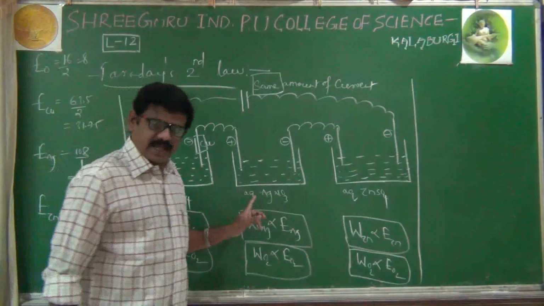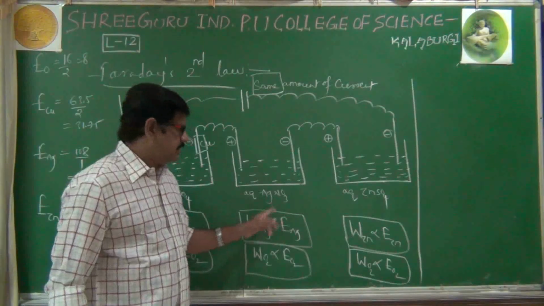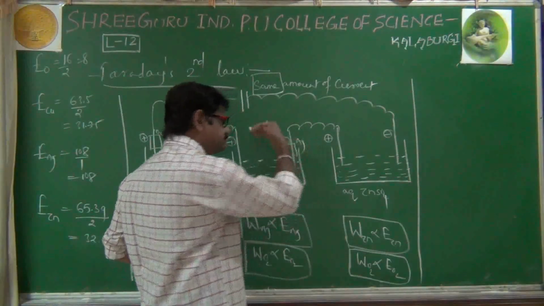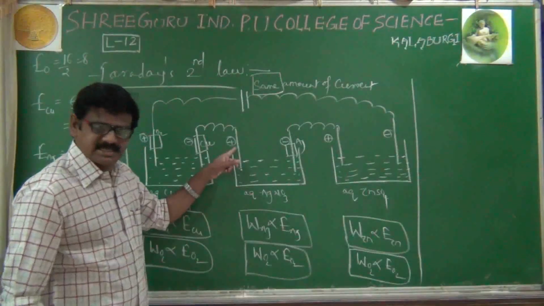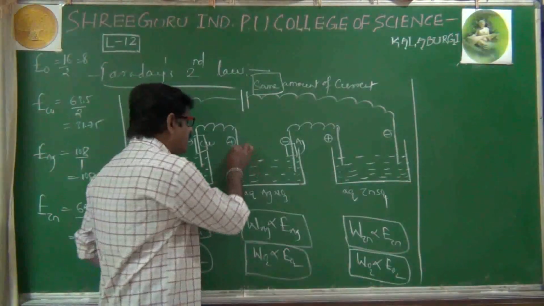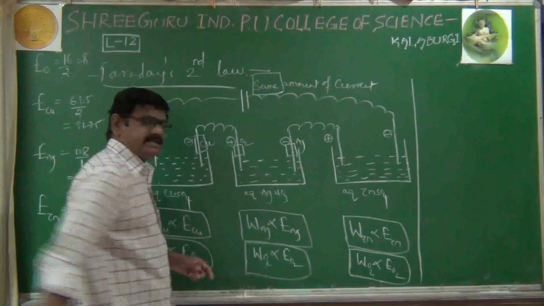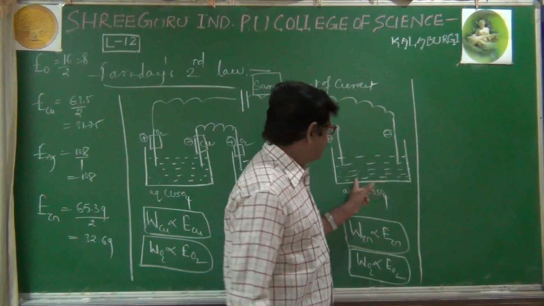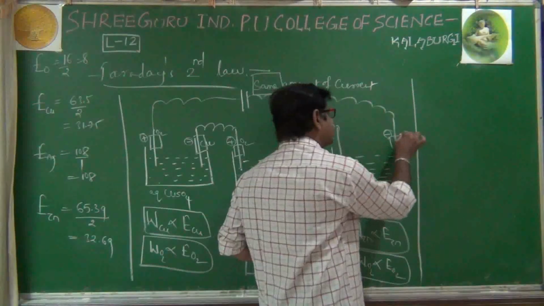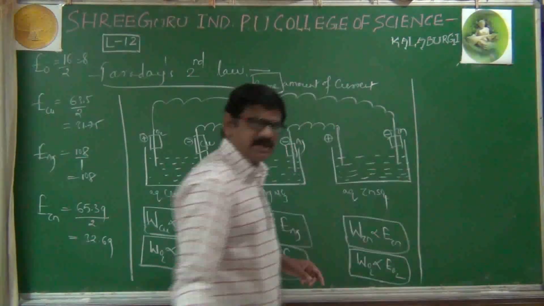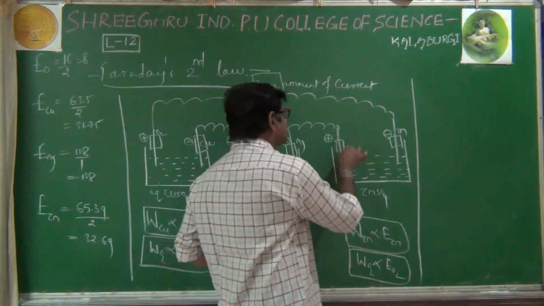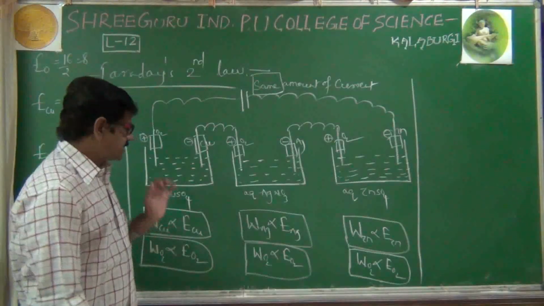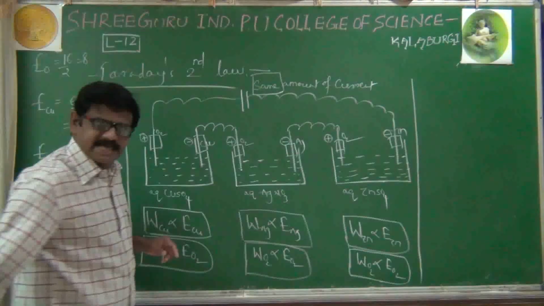Come here. As far as aqueous silver nitrate is concerned, at the cathode silver metal will be deposited, and at the anode oxygen gas will be liberated. Last, the aqueous zinc sulfate solution. At the cathode zinc metal will be deposited, and at the anode oxygen gas will be liberated. Right. Once again, here three different electrolytic cells have been taken.